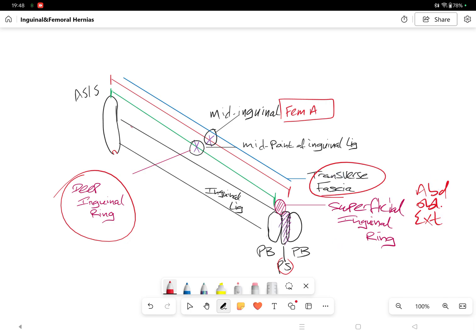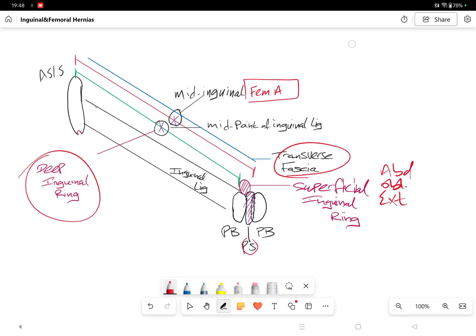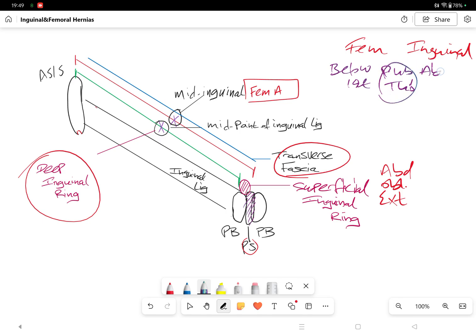Now, when we look at hernias, we have the concept of femoral hernia and we have the concept of inguinal hernia. Now, the difference between these two is essentially relative to the pubic tubercle. Okay, relative to the pubic tubercle. The difference is such that femoral hernias are below and lateral relative to the pubic tubercle, whereas inguinal hernias are above and medial. Okay, this is really important.